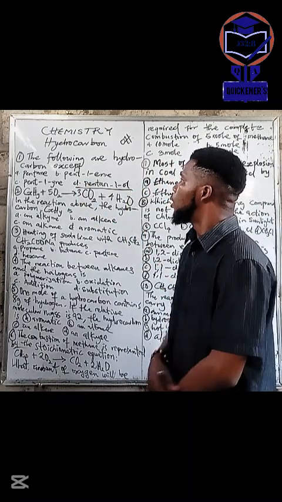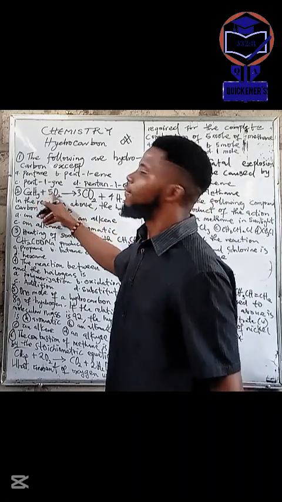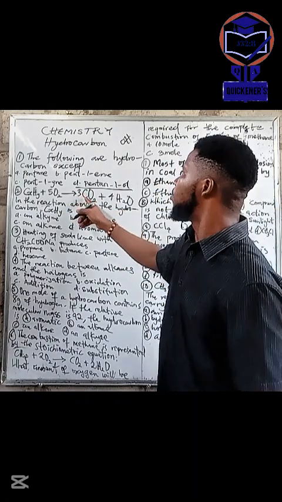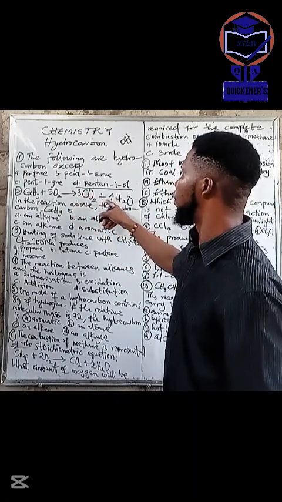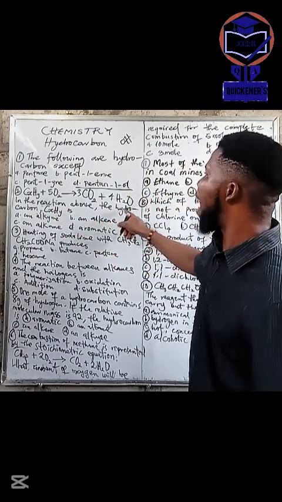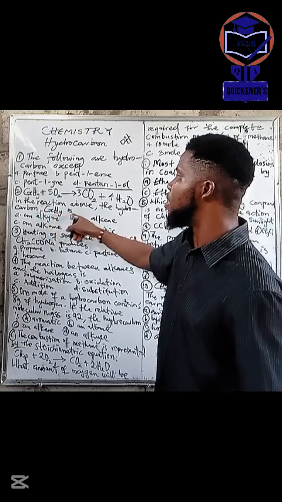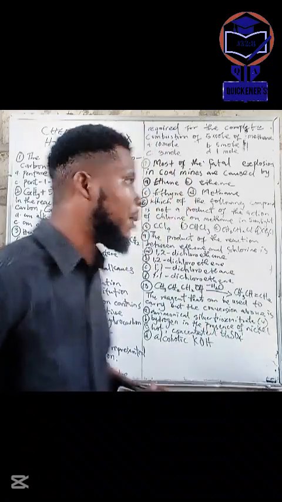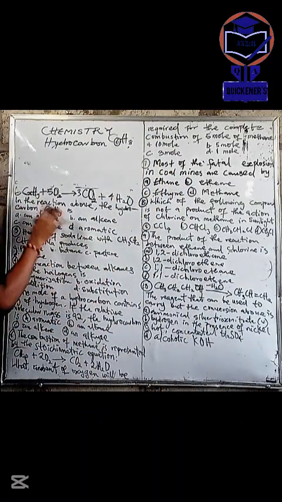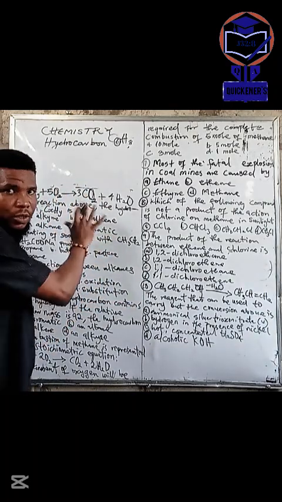Okay, number 2. We have CxHy plus 5 oxygen gas gives us 3 moles of CO2 plus 4 moles of water. It says in the reaction above, the hydrocarbon CxHy is what? So we are trying to find out what hydrocarbon this is. First of all, in order to solve this question, I need to clean this part of the board so that I can solve it.